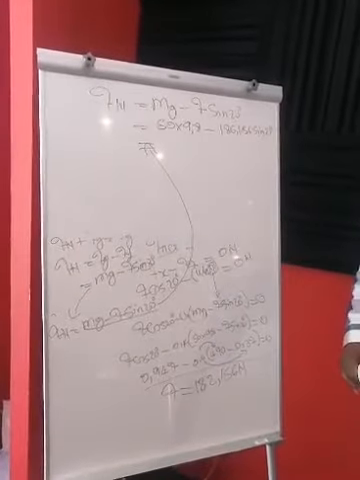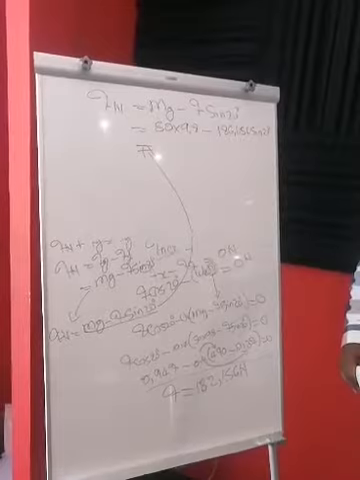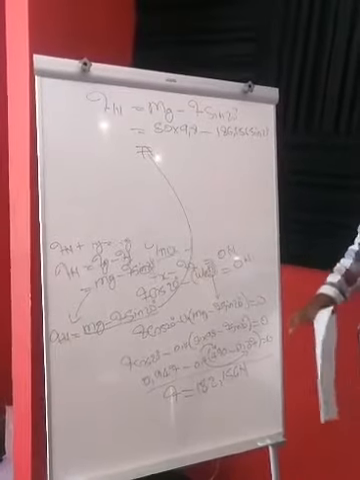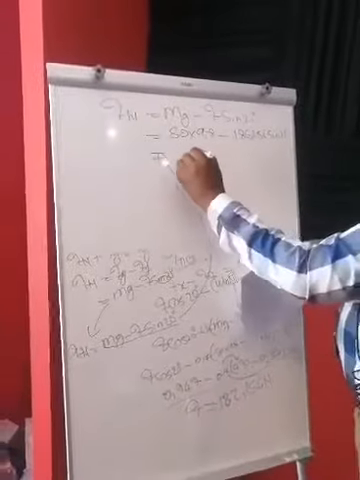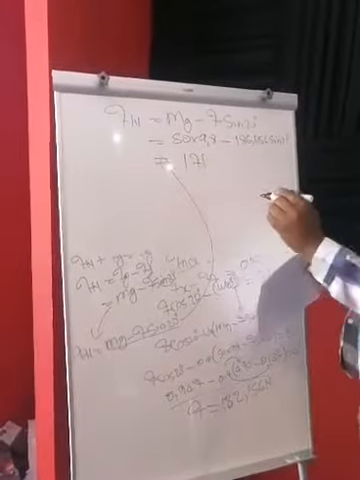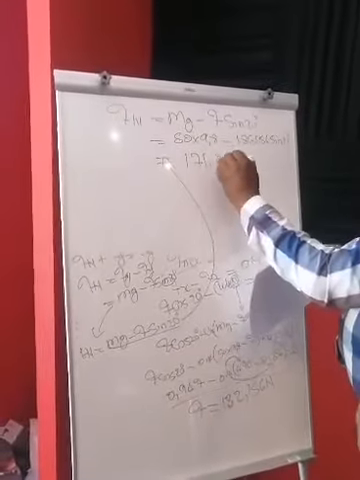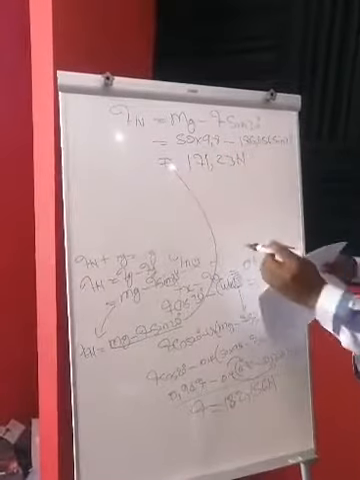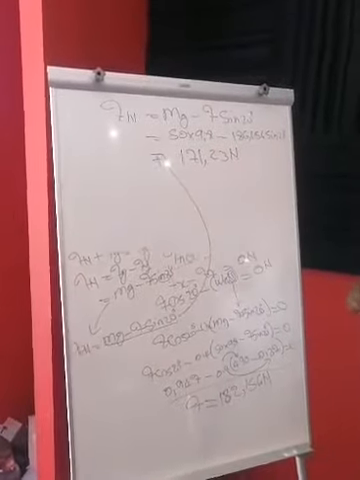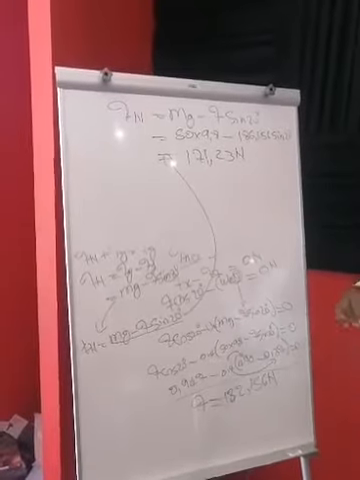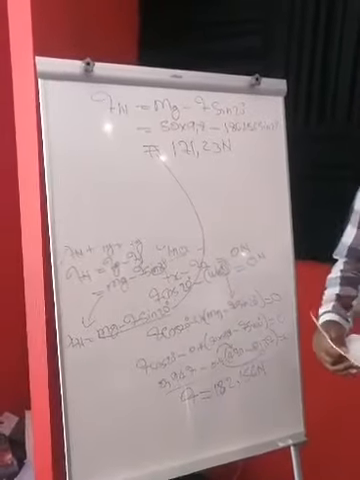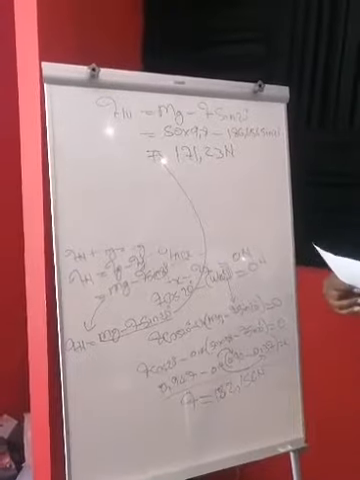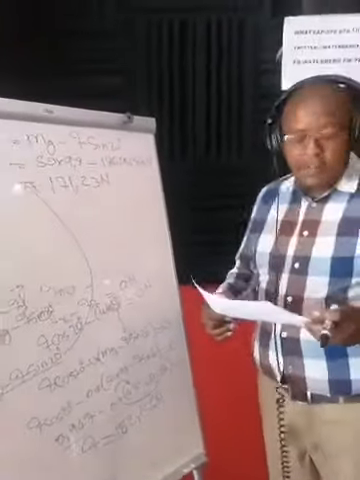And then the magnitude of our normal force will therefore be equal to 171,23 Newton. That will be the magnitude of our normal force. And then the next question is asking us to calculate the magnitude of the frictional force.